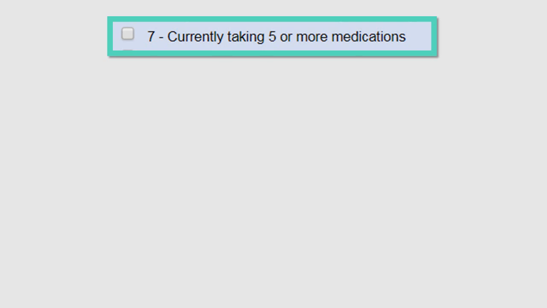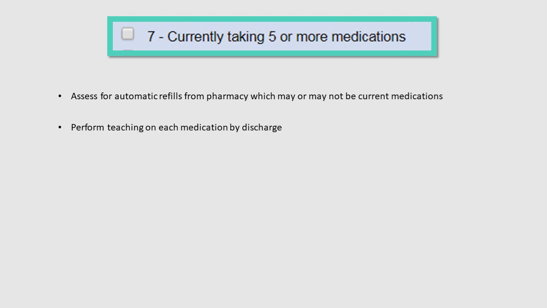Response 7. Currently taking 5 or more medications. As a reminder, this includes all medications, prescription, over-the-counter, supplements, and oxygen. Everything the clinician would list on the medication profile would be considered here. Appropriate interventions to consider for inclusion on the plan of care could be: assess for automatic refills from pharmacy, which may or may not be current medications.